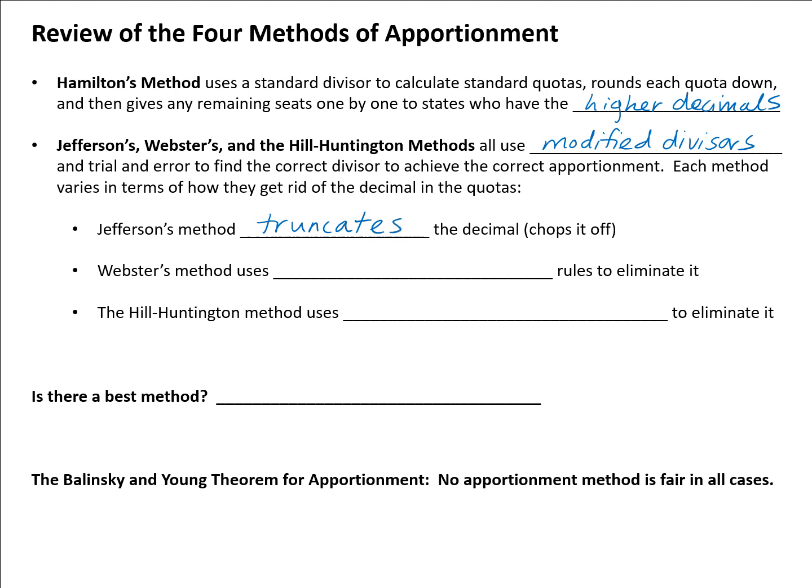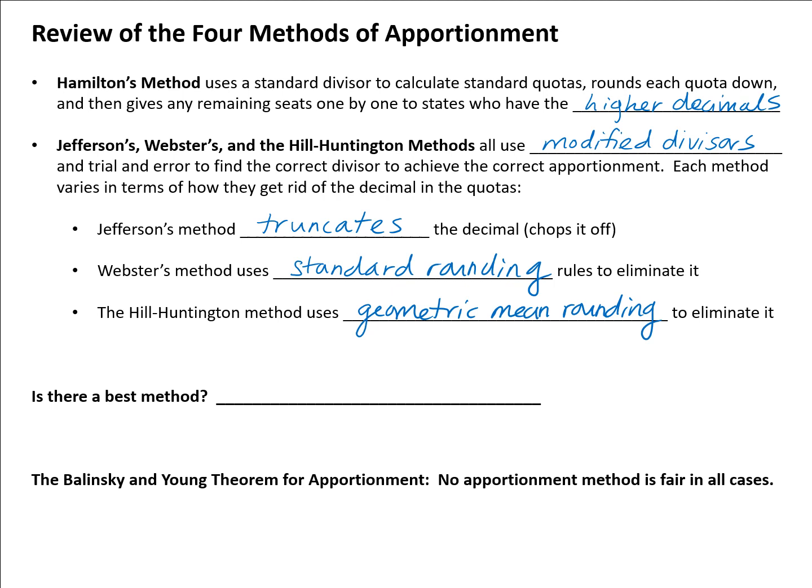Truncates is a way of mentioning that you chop it off. You just eliminate the decimal. Webster's method uses standard rounding rules. And then the Hill-Huntington method uses what's called geometric mean rounding to eliminate the decimal.